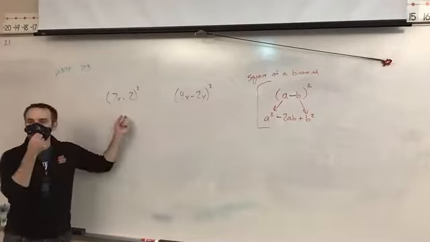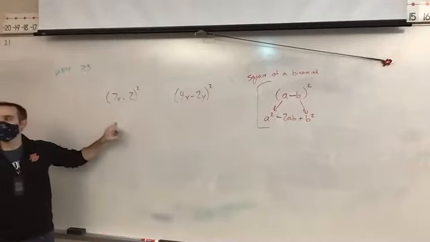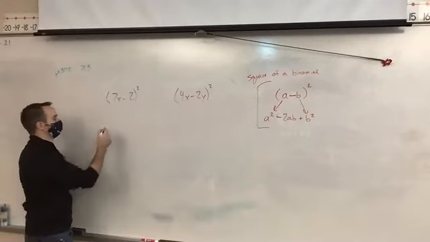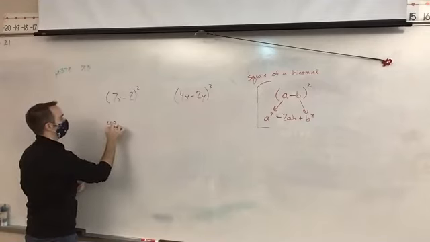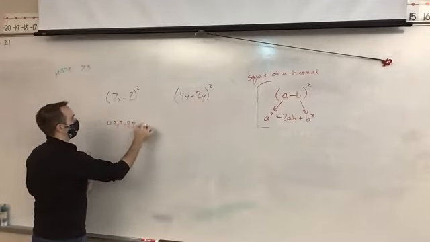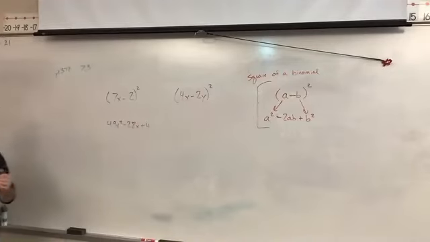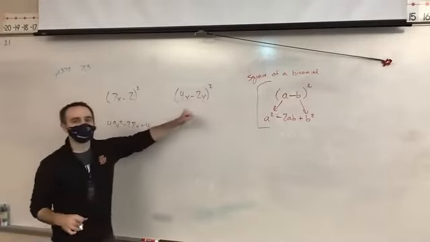Here we go. 7x minus 2 squared. What are we going to get for that? Tim, what did you get? I got 39x squared minus 28x plus 4. Okay, good. Do we agree? Yes, good. How about for our second one?